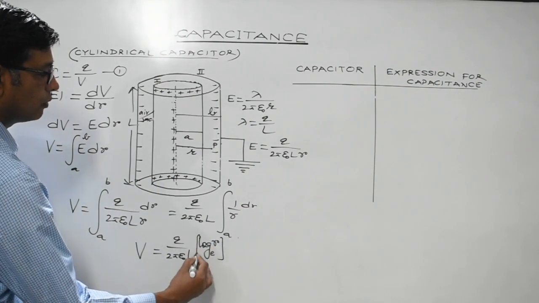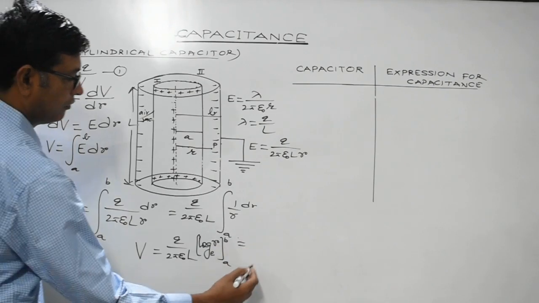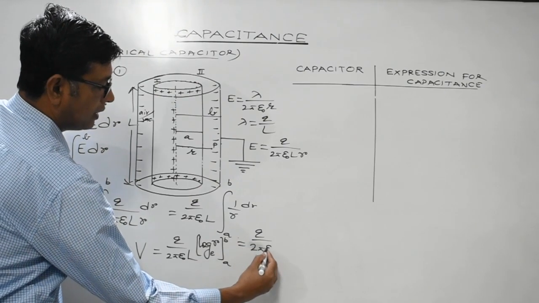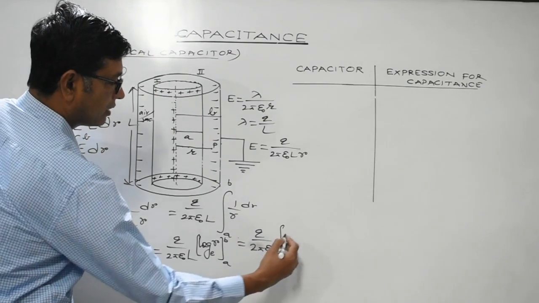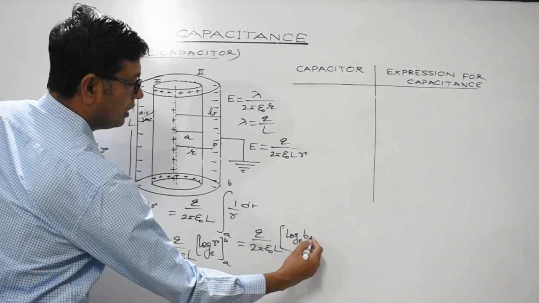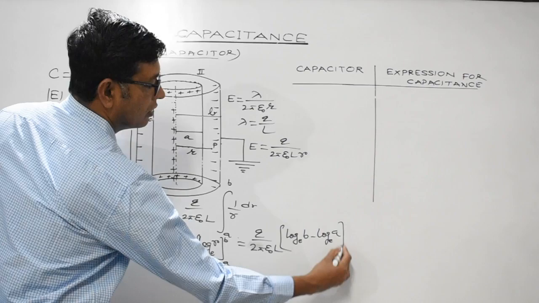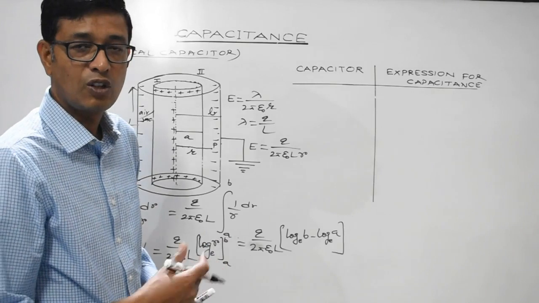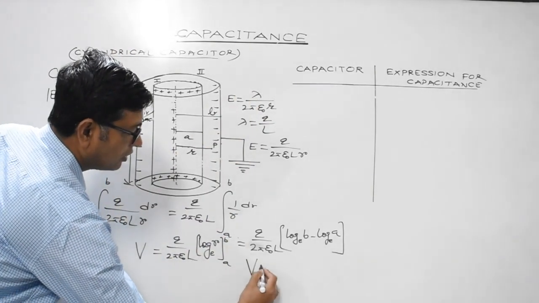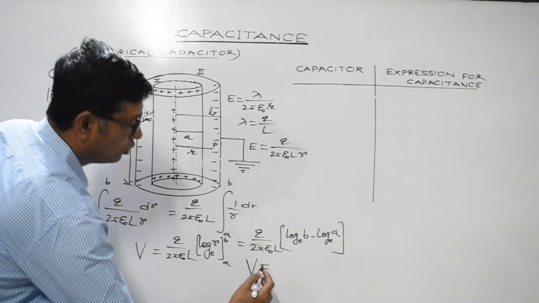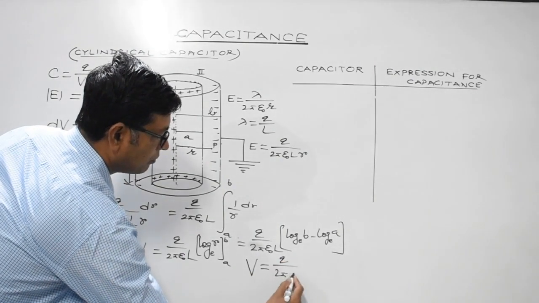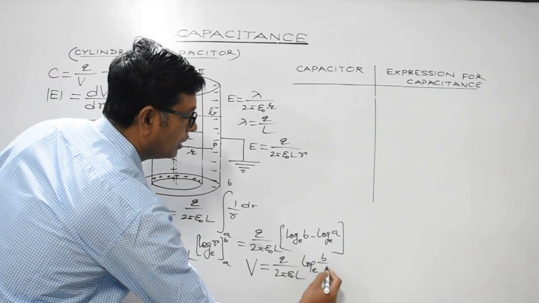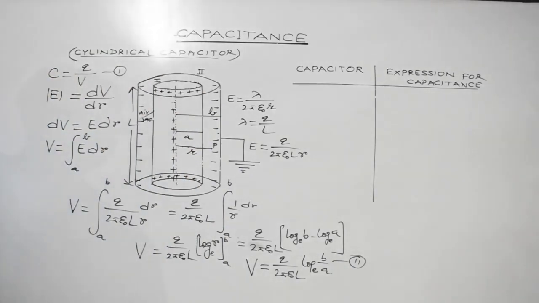And limits would be from A to B. Further solving, we get Q over 2 pi epsilon L, upper limit minus lower limit, that is natural log of B minus natural log of A. You can make use of the second law of logarithm, which is log m minus log n is log m by n. So the potential difference across the two cylindrical shells is given by Q over 2 pi epsilon L natural log of B by A. Put this as equation number 2.